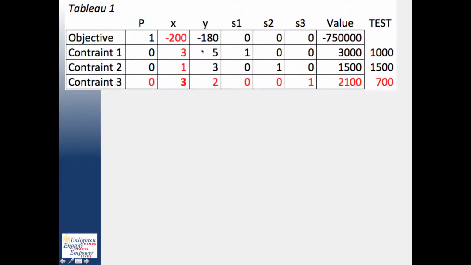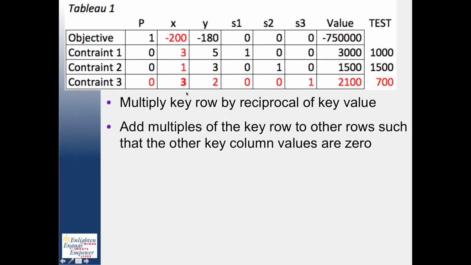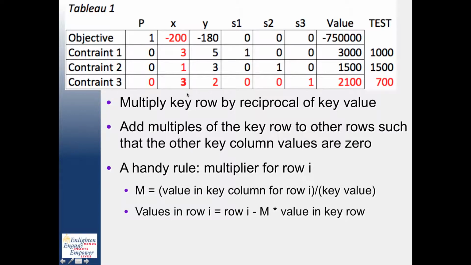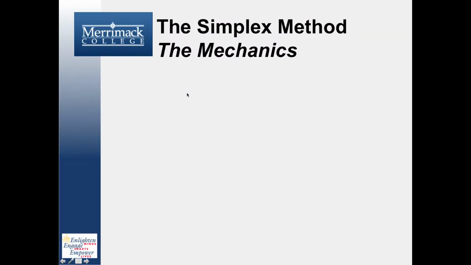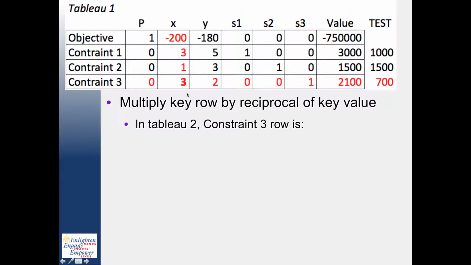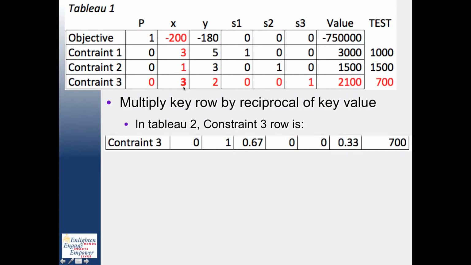So here it is again with the key column and the key row. I'm going to change this key row so that this equals 1. So I'll multiply that by the reciprocal. I'm going to do the reciprocal here. So 1/3 times this row gives these values in that third row.